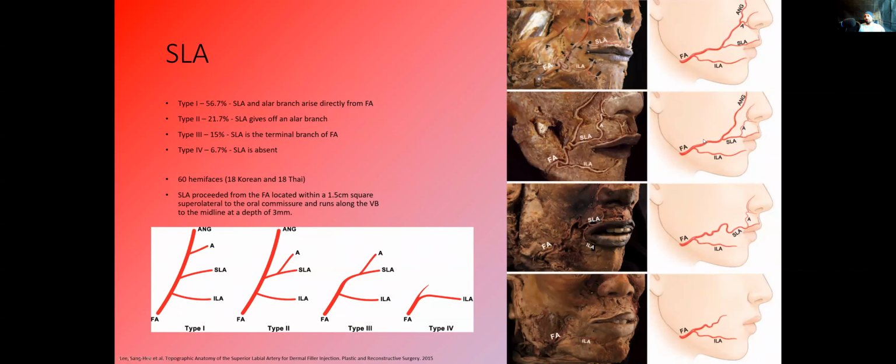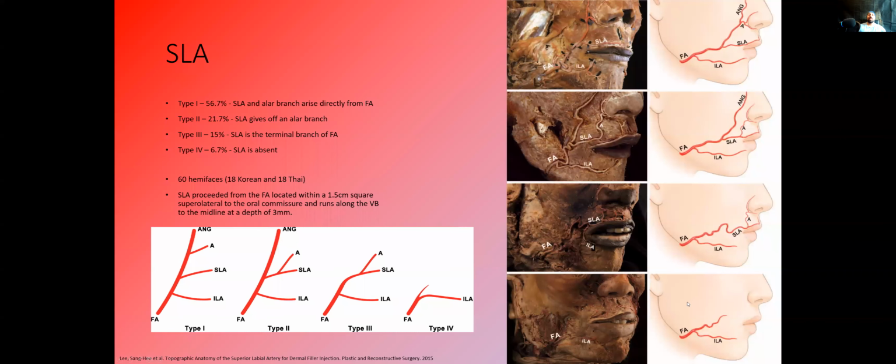If you look at the type 2, the superior labia artery, what is it giving? It's giving the alar branch over here. In type 3, the superior labia artery has no other branches. So it's the only artery coming off the facial artery for the top lip. And then in type 4, there is no superior labia artery. So some of your patients you're injecting may not even have a superior labia artery, and the lips are supplied predominantly by the inferior labia artery.